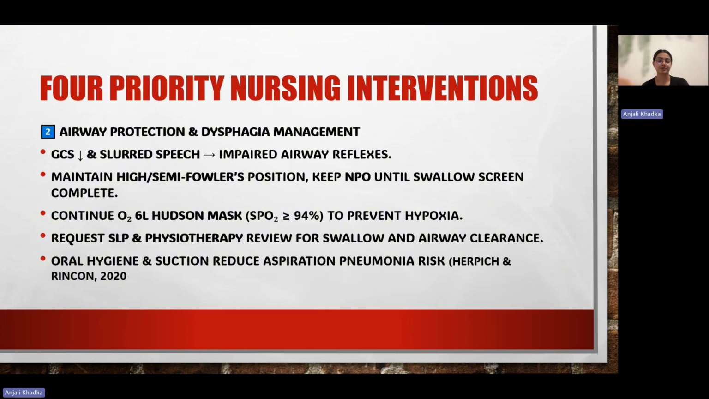Why is maintaining oxygen saturation so important? Because hypoxia and aspiration are the two main causes of morbidity after stroke. Think about it. If aspiration occurs, how would that affect the already ischemic brain? It could cause further hypoxia, worsening neurological injury. Speech pathology and physiotherapy referrals are critical to support airway clearance and breathing exercises. I would also like to do oral hygiene, which will reduce the infection risk, supporting her neurological recovery.